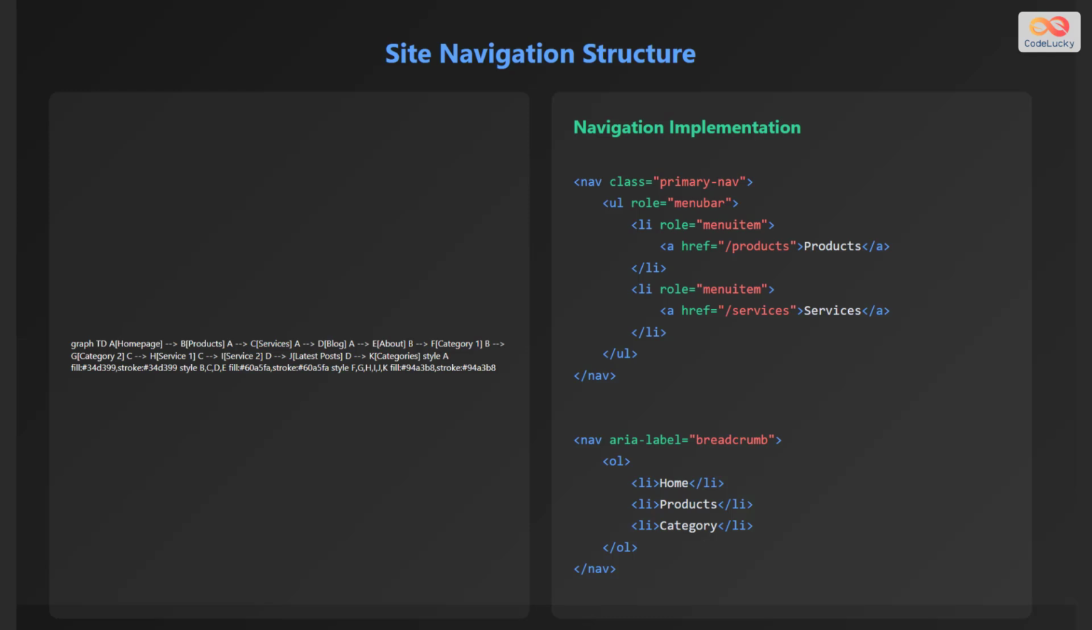Here's an example of how to implement navigation using code. For primary navigation, use the NAV tag with an unordered list. Each list item should have a role of menu item, with a link to the respective page. For breadcrumb navigation, use the NAV tag with an ordered list, indicating the current page's location within the site hierarchy.